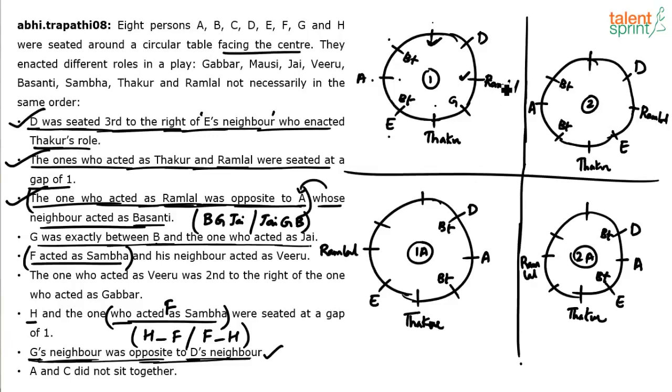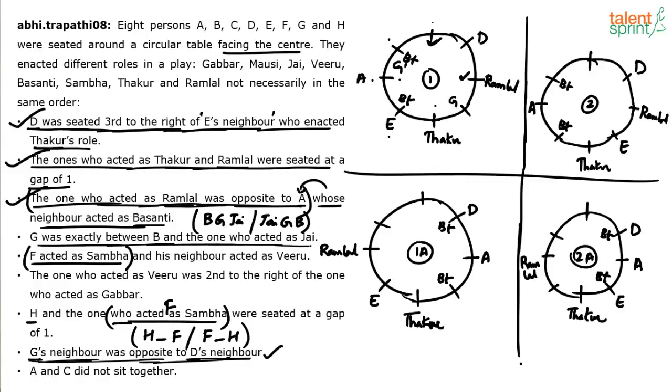If you take this as D's neighbor, who was opposite to G's neighbor, that means this becomes opposite to G's neighbor, D's neighbor. And this position was the neighbor of G. So G should either come here or here. But this place is already blocked by E, so G can come here. Let me take G dash. These are the two possible positions of G.